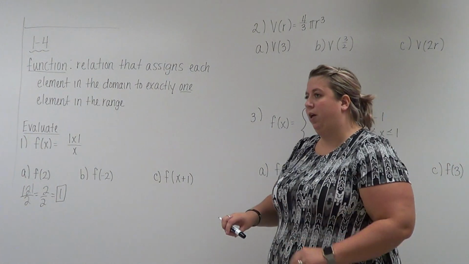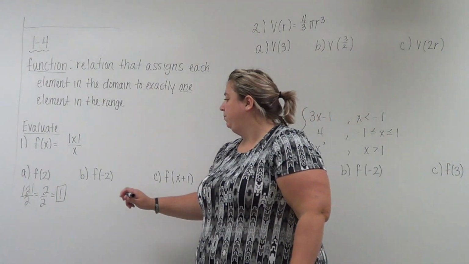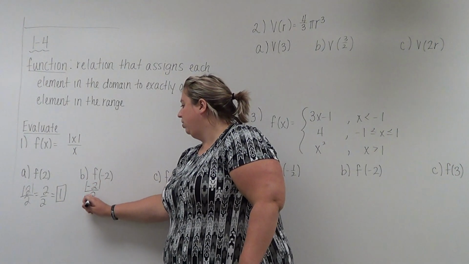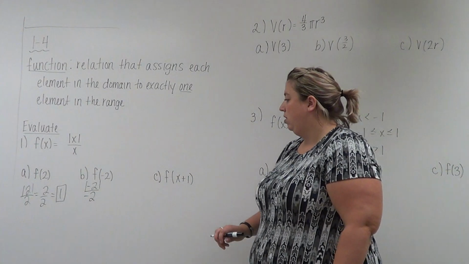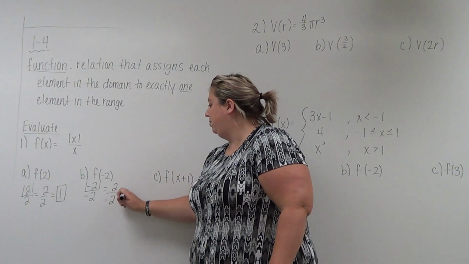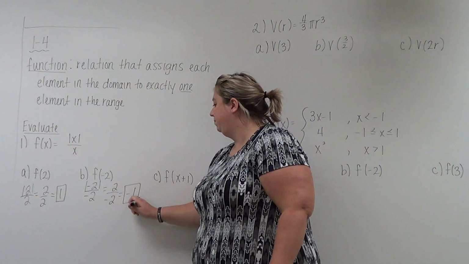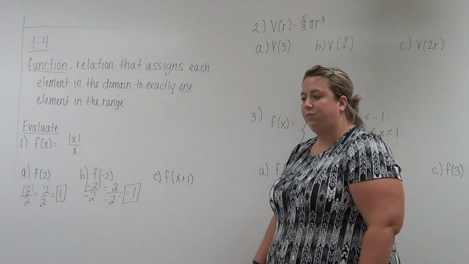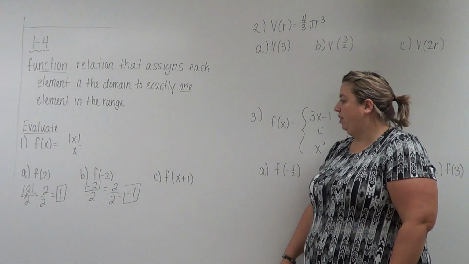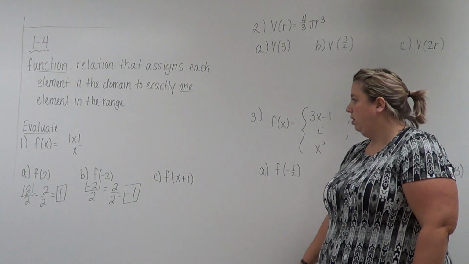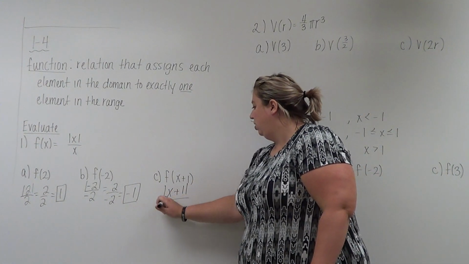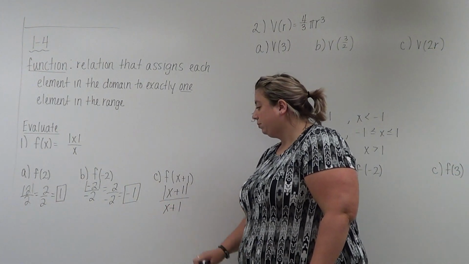Okay, so for B, we're plugging in -2. So this would be the absolute value of -2 over -2. Absolute value of -2 is 2, and 2 divided by -2 is -1. Okay, and for the last one, we're going to plug in x plus 1. So this would be the absolute value of x plus 1 over x plus 1.